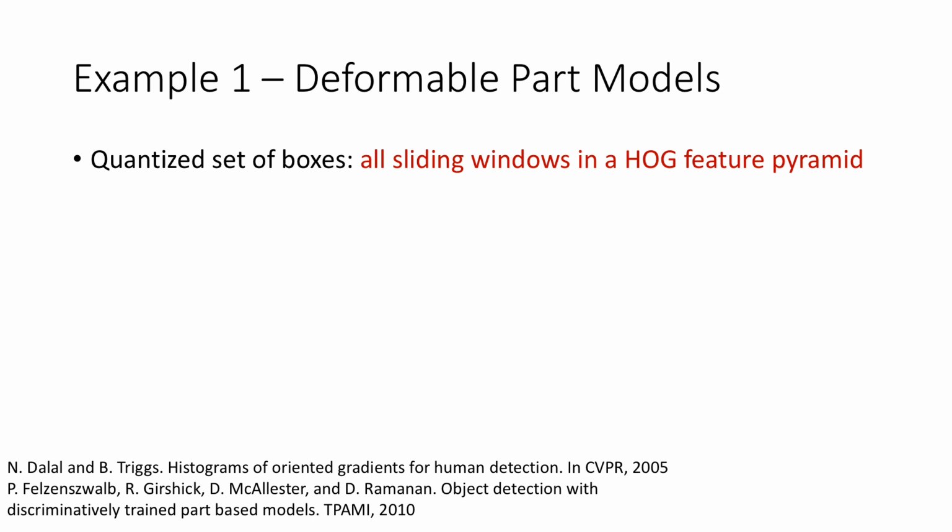I will now briefly illustrate this proxy problem with 3 examples. In the interest of time, I can only provide a superficial overview of each. I encourage you to read more about each one by following the references in the slides. The first is from before the current era of deep learning. It involves deformable part models, or DPM for short. In DPM, the quantized set of boxes is the set of all sliding window positions in the histogram of oriented gradients feature pyramid.